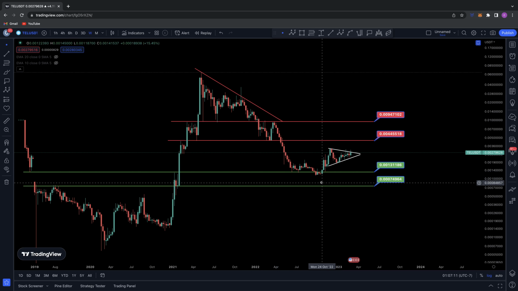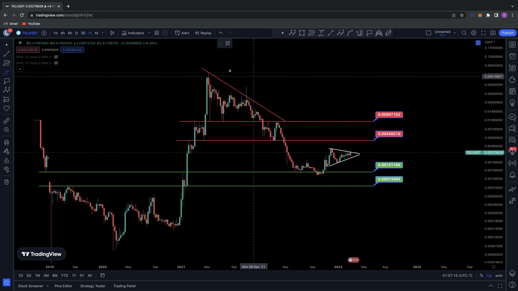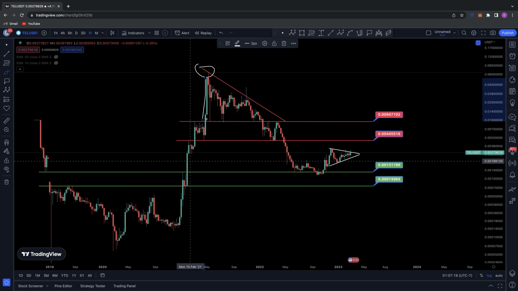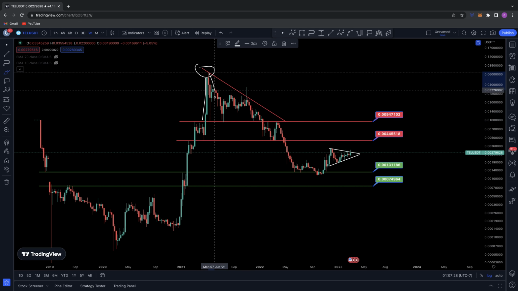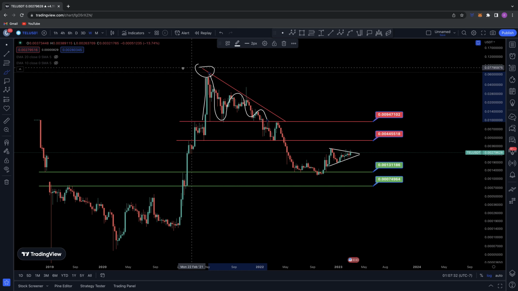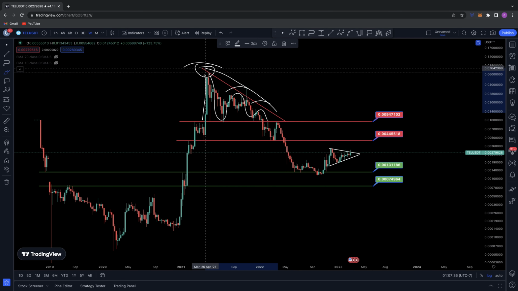So at the moment, let's go for a brief breakdown of what's happened from this top here. This is where TEL had this really large impulsive wave. I remember being a part of that in 2021. It was absolutely insane. And from this point where we topped out in the markets, you can see Telcoin started to slowly form this descending triangle where you're getting a series of lower highs. And we created this red line of resistance for ourselves, okay?